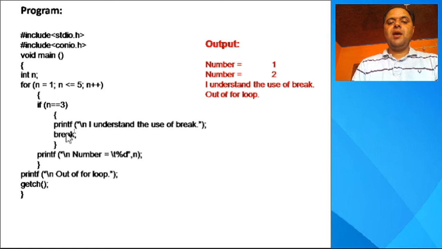If we haven't used break here, the whole loop will execute from 1 to 5. So numbers 1 2 3 4 5 got printed and then out of the loop. But I have used a break here with a condition when the value of n is 3. So when the value of n becomes 3, it will print this statement and break from here. So the control goes out of the loop. This is how break works.